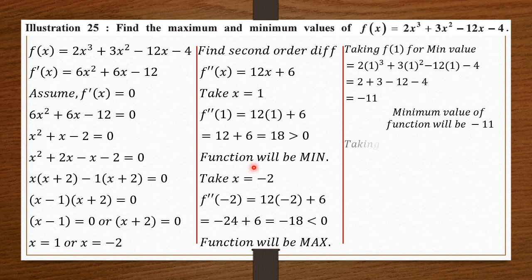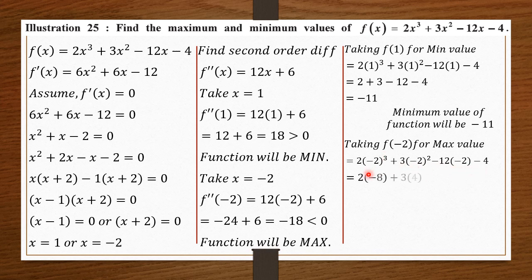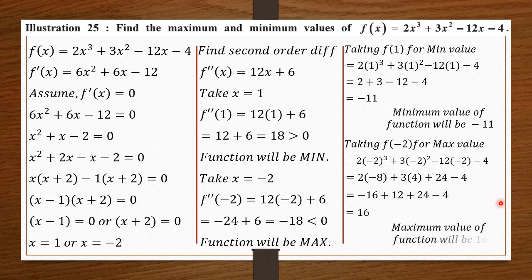minimum value. And now when we take x is equal to -2, that is f of -2, we will get the maximum value. So I will put it once again in the function here, -2 cube and then -2 square and then into -2. First of all, -2 cube will be -8, -2 square is 4, 12 into -2 and minus minus makes it plus 24. Okay, -8 2s are -16, 3 4s are 12 plus 24 minus 4. When we simplify it, I get 16. So the maximum value of function will be 16.